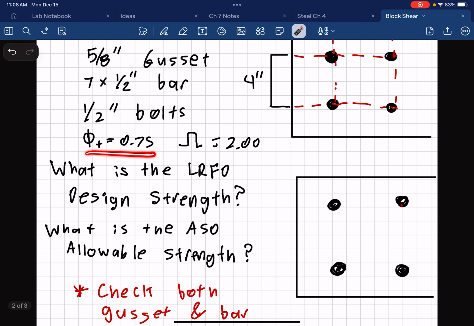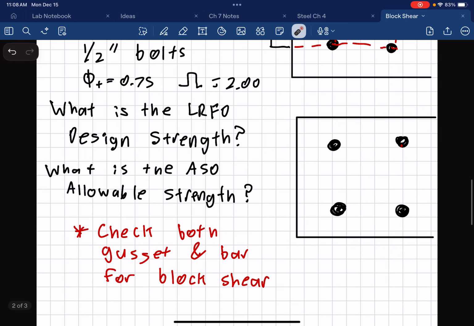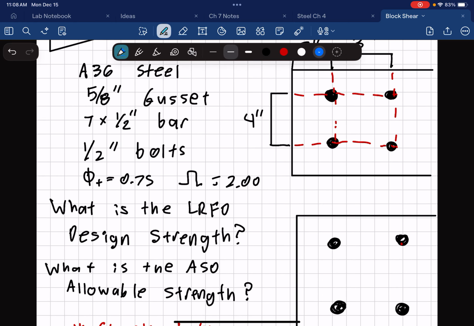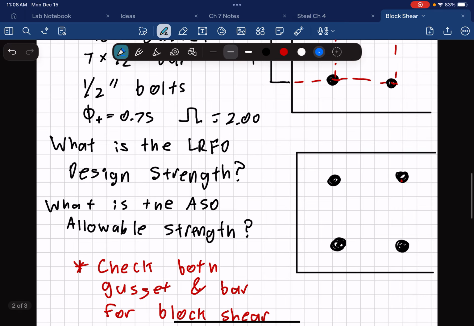We have two factors here that I'm giving right in the beginning because we're going to compute the LRFD and the ASD strengths of these members. Before we fully get into this, though, we should discuss what is block shear. Well, block shear is essentially saying that when we have a connection as shown here, we have to analyze whether this section will completely tear out from the member, and this is called block shear.